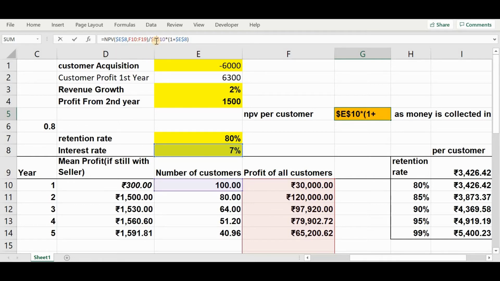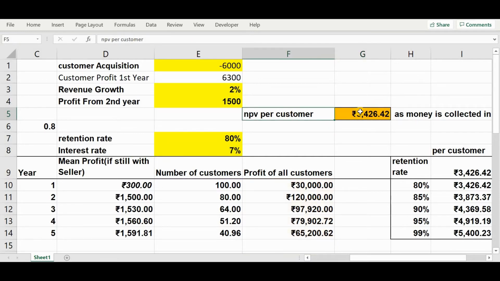This is divided by E10. E10 is the number of customers. This is NPV per customer. This is the customer acquisition cost per customer. Let me write it, it will be clearer to you. Suppose you are planning to acquire 100 customers, you can spend up to 6 lakhs. 6 lakhs divided by 100 is 6,000.